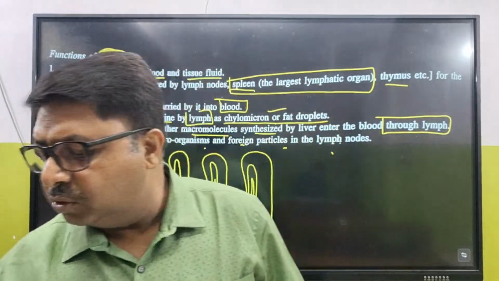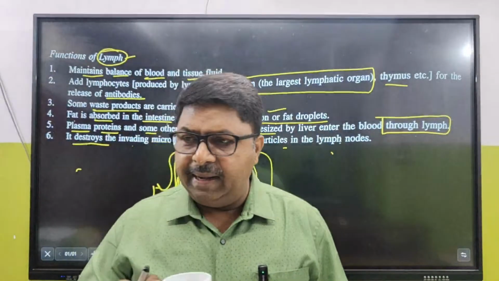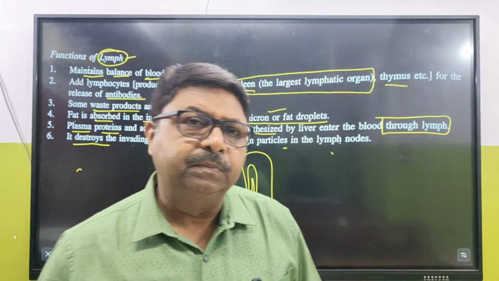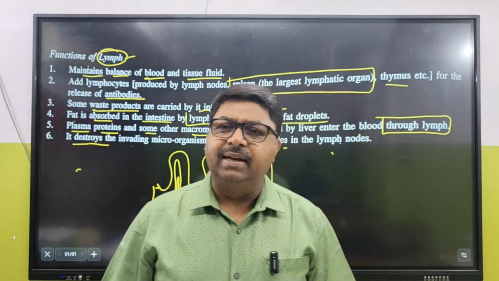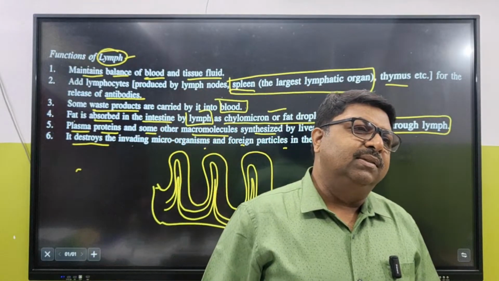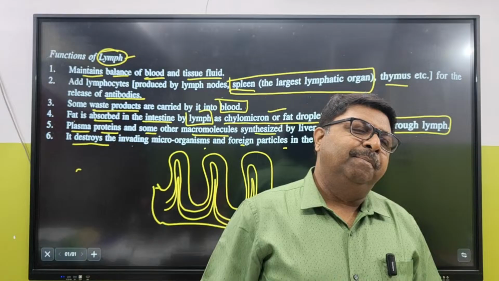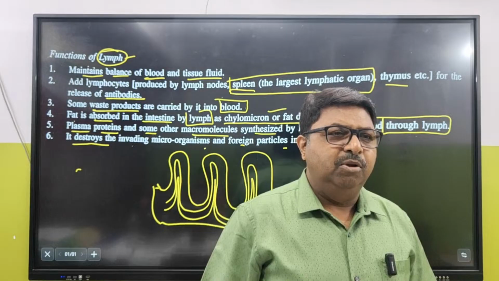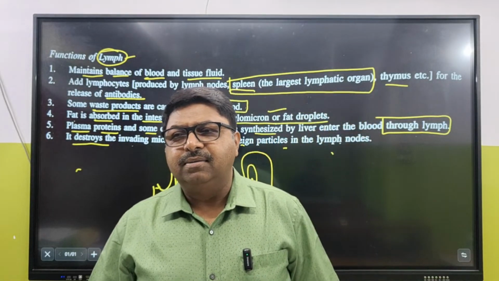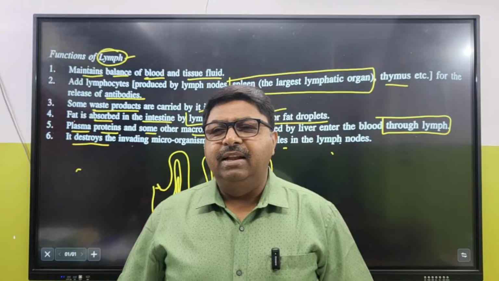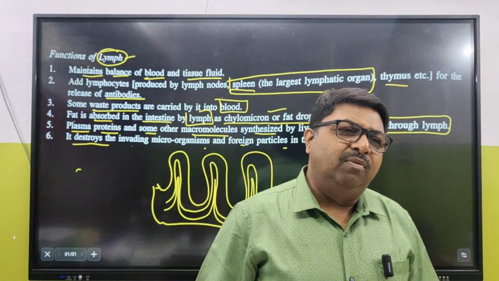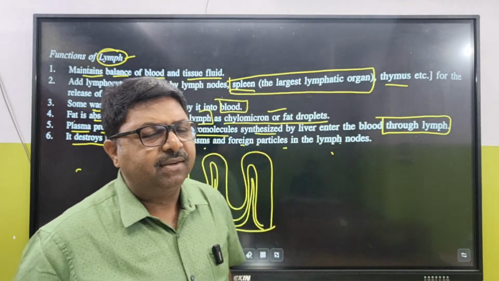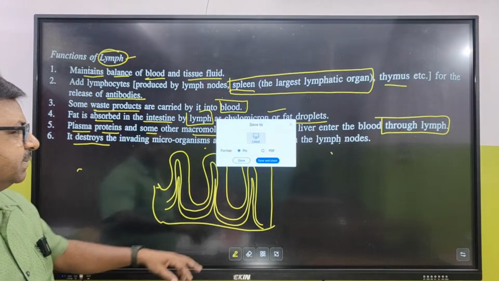What are the primary lymph nodes? You tell me. What are the primary lymph nodes? And name some secondary lymphoid organs. Peyer's patches in intestine. Then tonsil, vermiform appendix, MALT, mucosa associated lymphoid tissue, GALT, gut associated lymphoid tissue. These are all secondary ones. Primary, thymus and bone marrow. Very good. Yes.